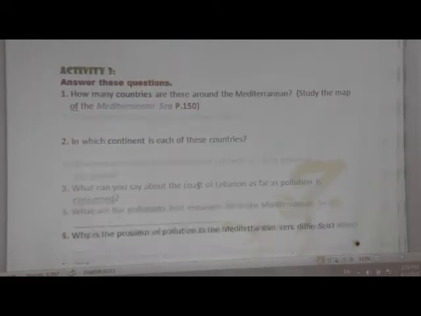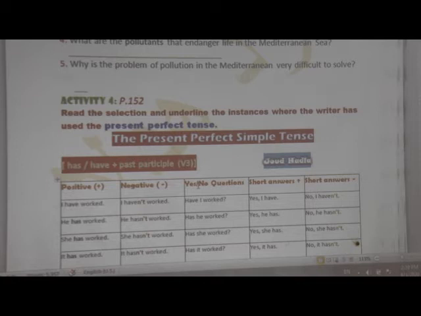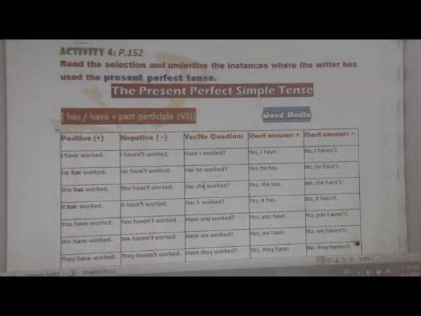Now, let's revise the present perfect tense together, dear students. First of all, as you can see here, the form is has or have. So again, the form of present perfect tense is has or have plus the past participle, namely the third form of the main verb. Now, I have, you have, they have, we have, he has, she has, it has.